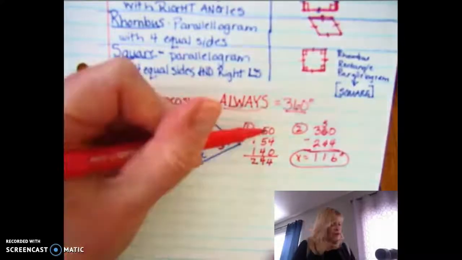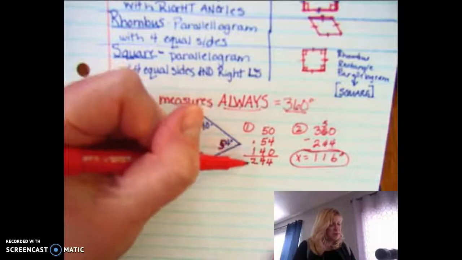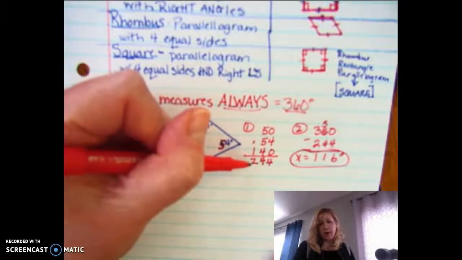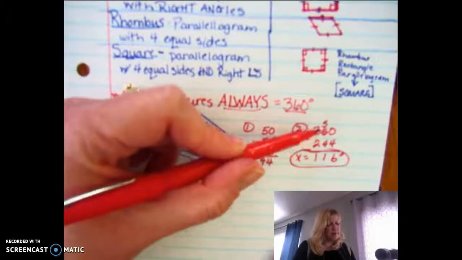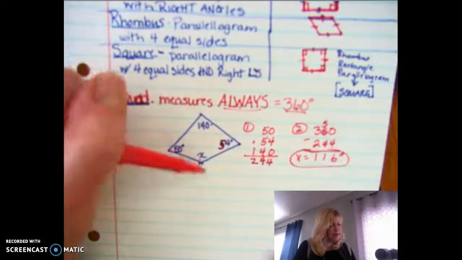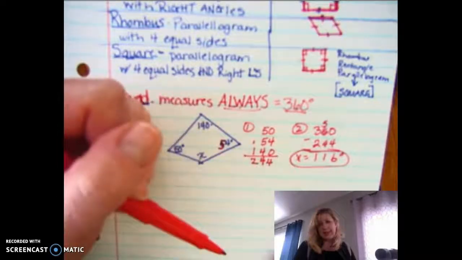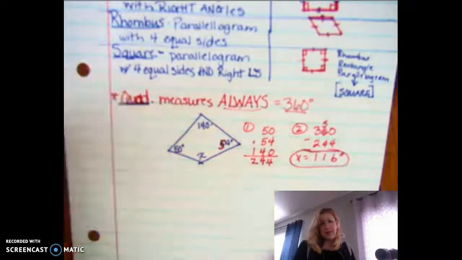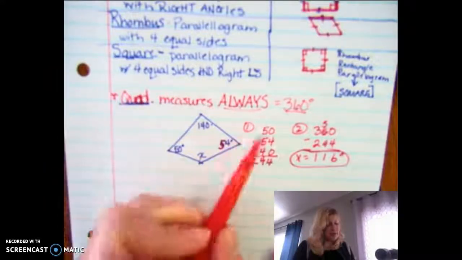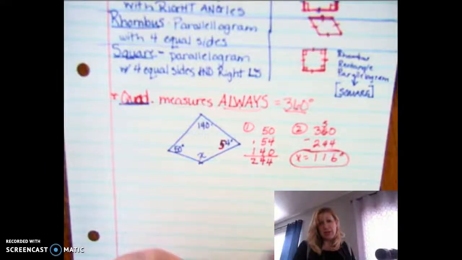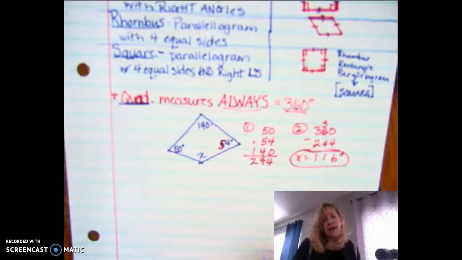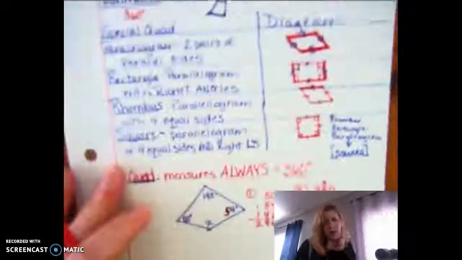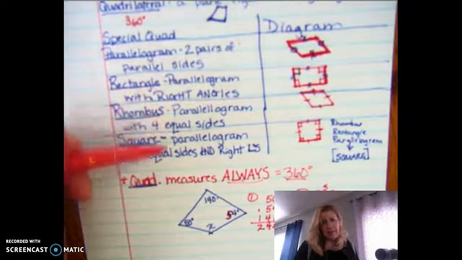Here's my steps. I did 50 plus 54 plus 140 is 244. And then I simply subtracted 244 from 360 to give me my final angle of x as 116 degrees. Easy to do. Also, it's a two-step question, so make sure that you don't stop here. You need to subtract it from 360. It's the arithmetic that usually trips kids up on this, as well as the vocabulary up through here.